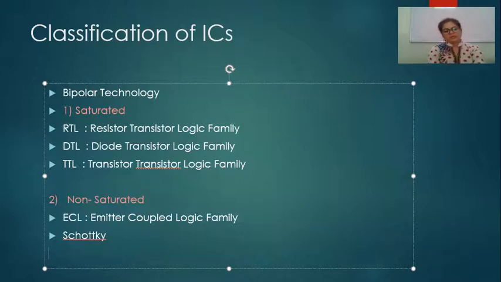From all these three families, TTL operates at a very fast rate as compared to RTL and DTL. DTL operates at a very slow rate. Next category is non-saturated. In the non-saturated, there are two logic families, ECL and Schottky. ECL is the emitter coupled logic family, and the second family is Schottky.